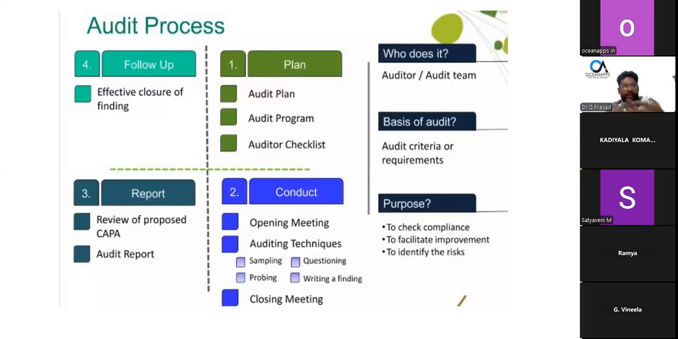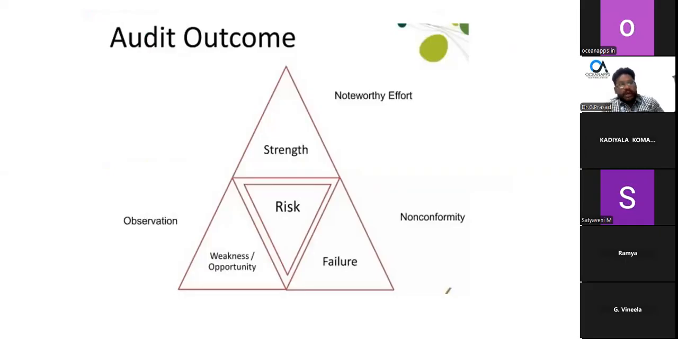And the fourth one is closing the finding, and you have to do the follow up. So this is the audit process: plan, conduct, report, follow up. Based on these four, you have an audit process. After that, what will we get from the audit outcome?